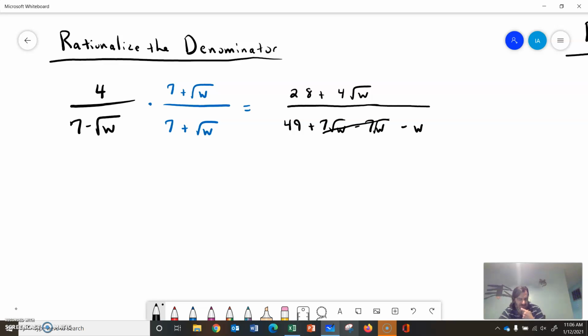Okay, so in that case, up top, we're going to have 28 plus 4 square roots of w, whether you push that 4 in or not. And on the bottom, you'll have 49 minus w. Okay, so that's what it will look like in the end. No roots on the bottom, and nothing will cancel out at all.